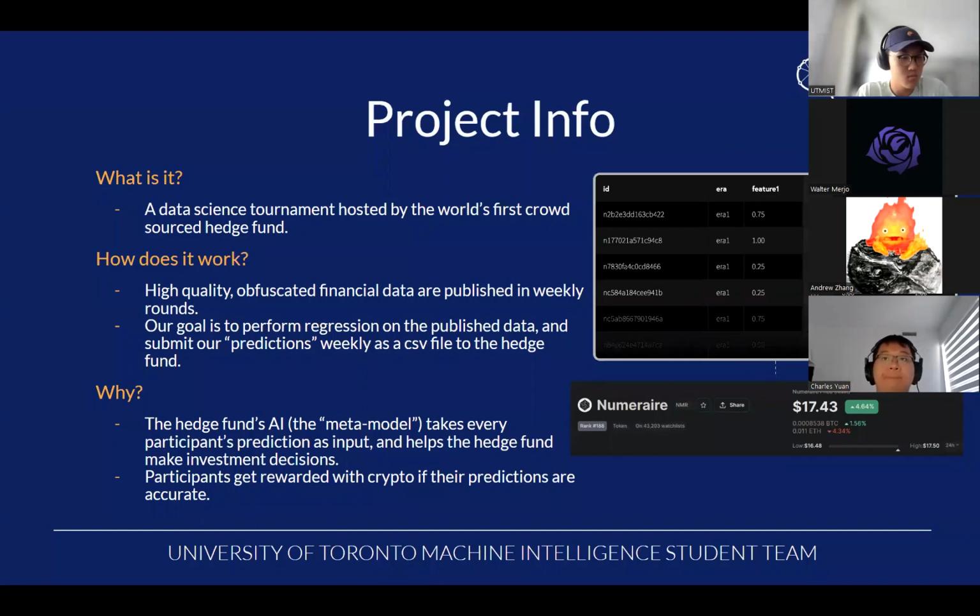And so why are we doing this? Most of all, why is the hedge fund doing this? Well, the hedge fund's AI, which is called the meta model, takes every participant's predictions as input and helps the hedge fund make investment decisions. So if our predictions actually help the hedge fund make money, we in turn get potentially rewarded with cryptocurrency, which is a cryptocurrency that they created based on the Ethereum blockchain. Once you join our team, we'll go into more detail on how that's doable. So next slide.